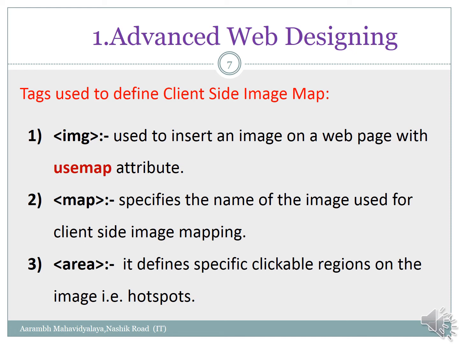The second tag is the map tag. Map specifies the name of the image used for the client side image mapping, whether that name is circle, polygon or rectangle. And the third tag is area. It defines the specific clickable regions on the image that are known as hotspots.